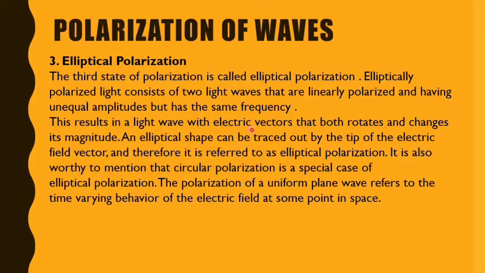An elliptical shape is traced out by the tip of the electric field vector, and therefore it is referred to as elliptical polarization. It is also worth mentioning that circular polarization is a special case of elliptical polarization. The polarization of a uniform plane wave refers to the time varying behavior of the electric field at some point in space. So this line states that the polarization of a uniform plane wave refers to the time varying behavior of that electric field.